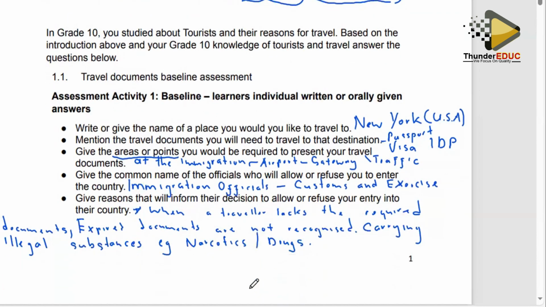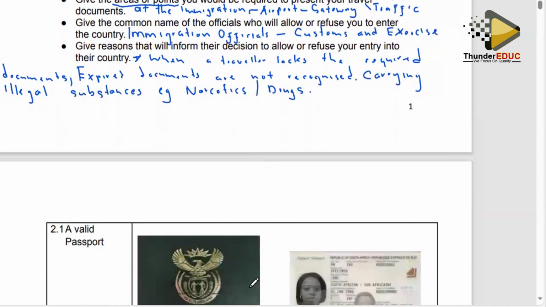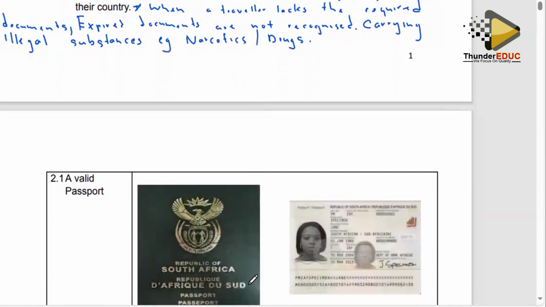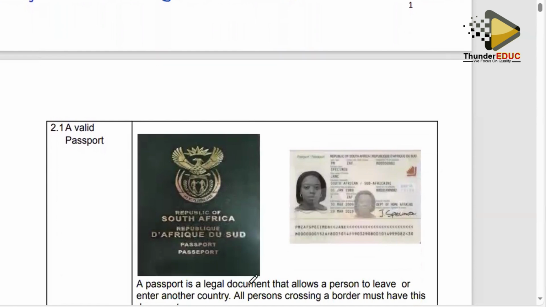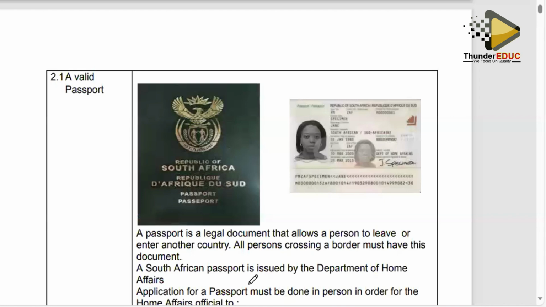So moving on to the next part, the next slide. The documents, I now have them here, and we also have their images. For 2.1, the first document which we would want to discuss is the passport. Whenever you talk about travel documents, you need to indicate that it is a valid passport. It simply means that the date has not reached its expiry date. So whenever you mention any travel document, make sure that you state that it is a valid travel document. This is basically how a passport looks like.